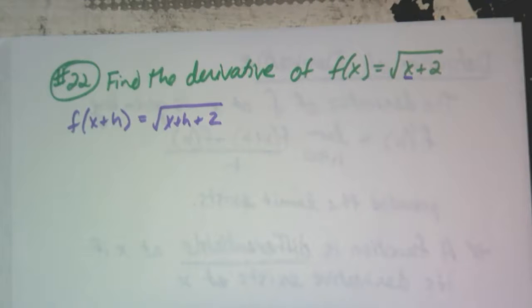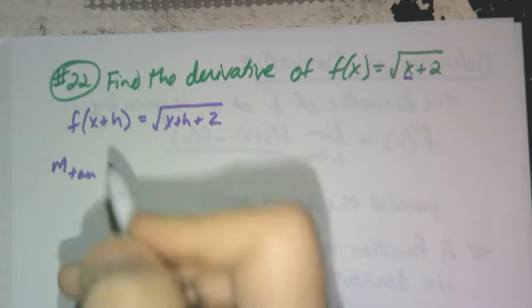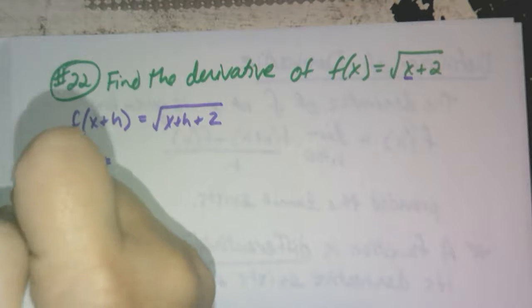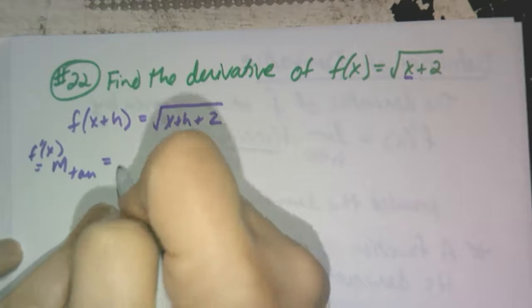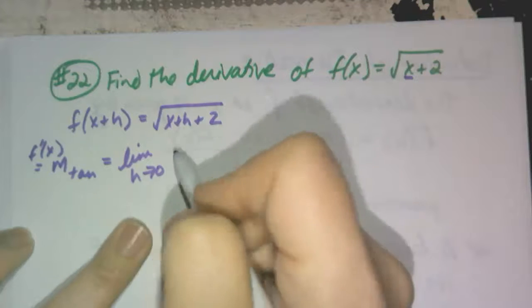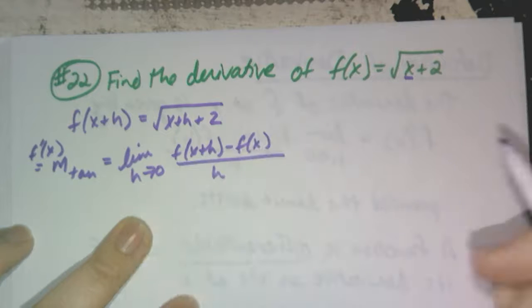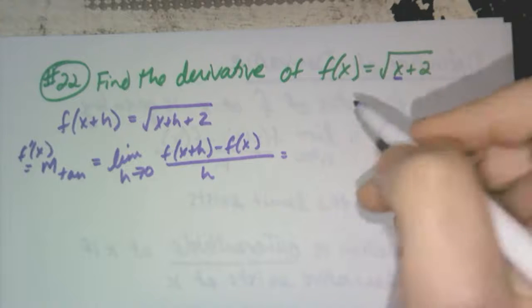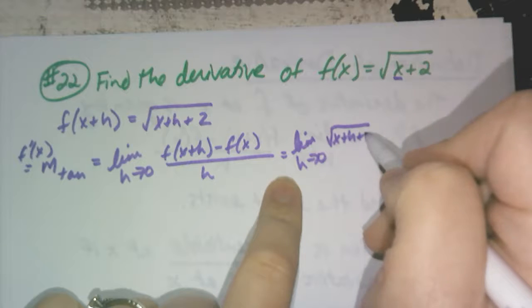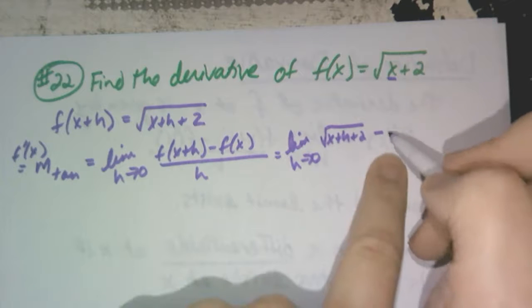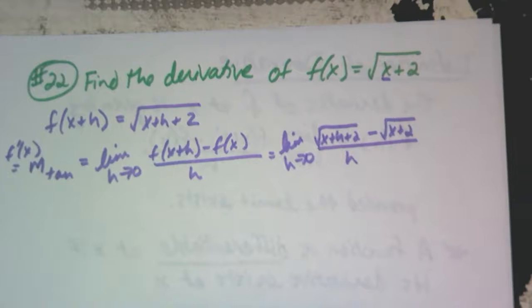Okay. All right. So now I'm just going to go to my formula for tangent slope derivative. I should actually write f of x right there. So it would be the limit as h approaches 0 of f of x plus h minus f of x over h. So I would have the limit as h approaches 0 of the square root of x plus h plus 2 minus what? Over h. All right, well, we got a problem.